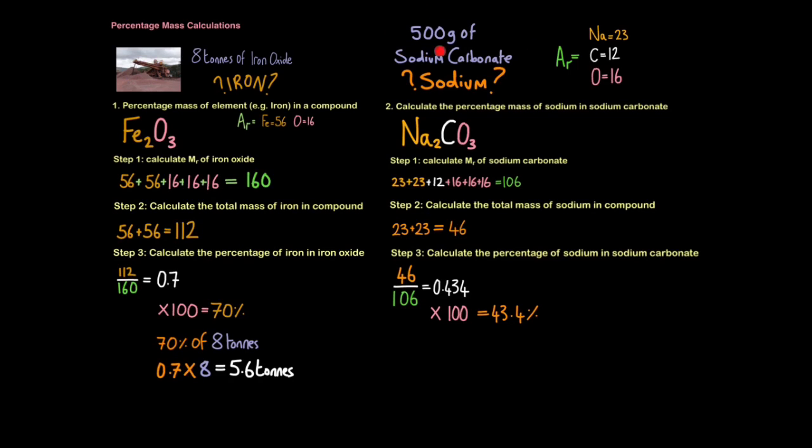So we're looking for an answer below 250 grams, because that would be 50%, and we're looking for 43.4%. So 43.4% of 500 grams will be 0.434 times 500, which gives you 217 grams.